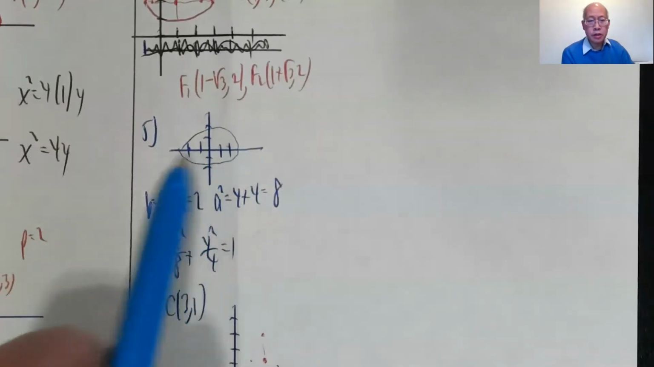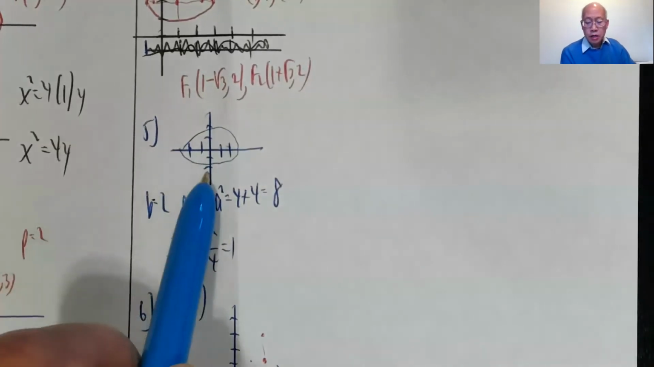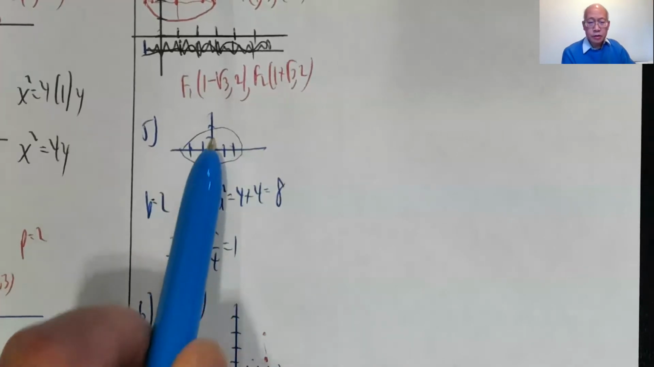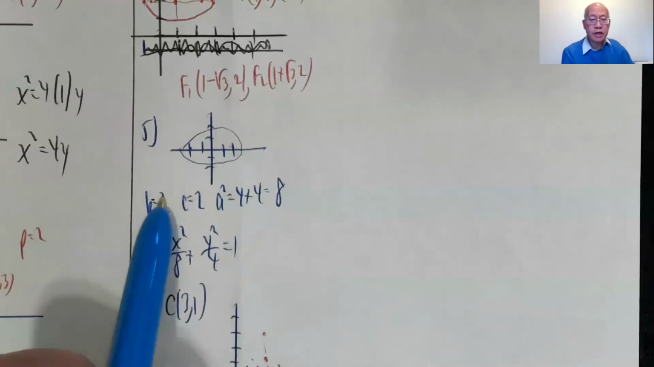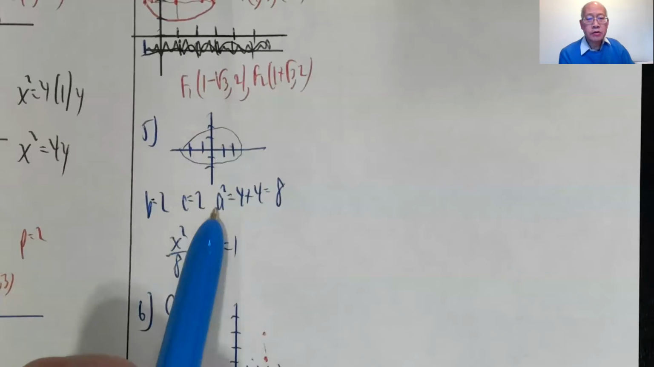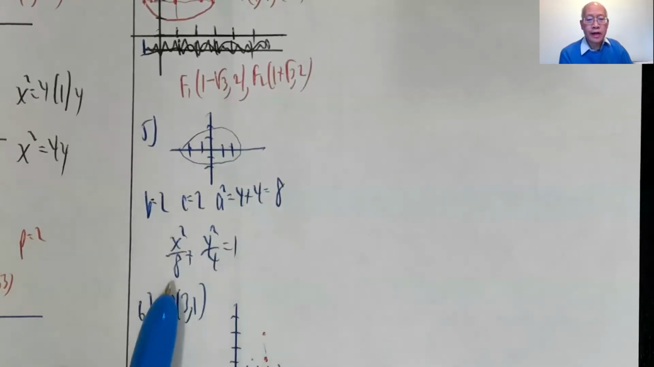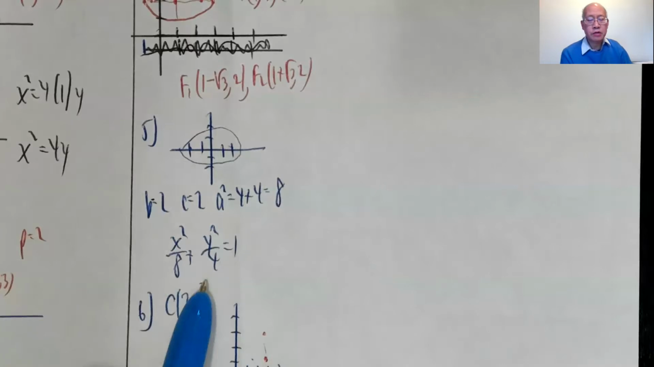Number 5, foci are (plus or minus 2, 0). So the center is at the origin. That tells me c is 2. Major axis is along the x-axis, but the y-intercepts are (0, plus or minus 2). That tells me b is 2. c is 2. a squared is b squared plus c squared. 4 plus 4 is 8. So x squared over a squared, 8, plus y squared over b squared, 4, is equal to 1.